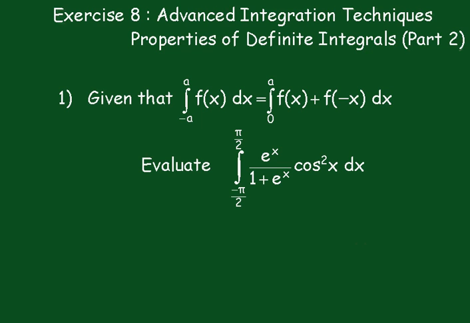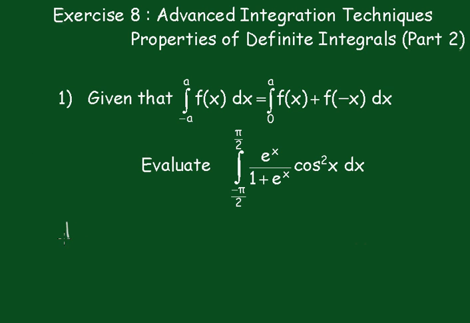Okay, exercise 8, advanced integration techniques, properties of definite integrals, part 2. Number 1, given that result, we've got to evaluate the integral of e^x over 1 plus e^x times cos squared x dx between pi upon 2 and minus pi upon 2. Now just pause the video and have a go at that one.